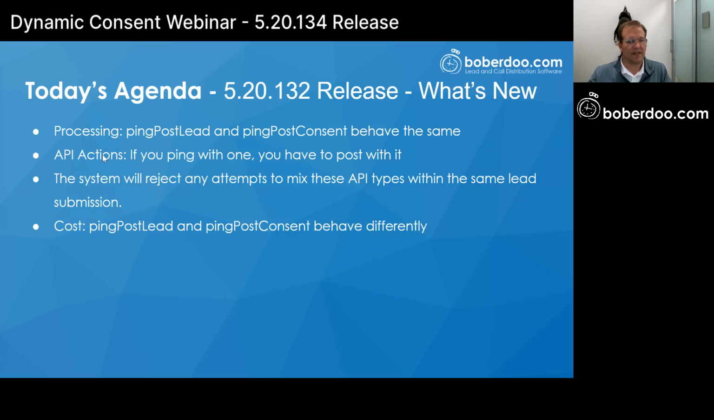The next is as far as the actions. When you ping and post leads in, you have to have the same action on the ping and the post. So if you ping with ping post consent, you have to submit the post with the same action. If you ping with ping post consent and attempt ping post lead on the post, the lead will be rejected. So you have to have consistent actions on the ping and the post. The system will reject any mixing of those submissions.